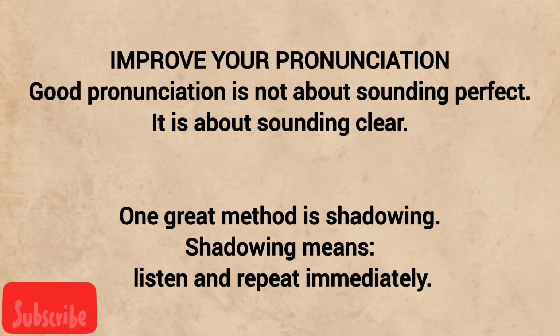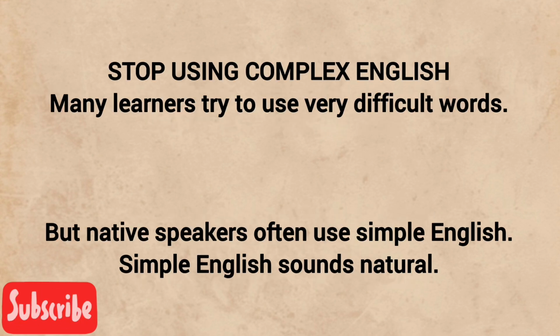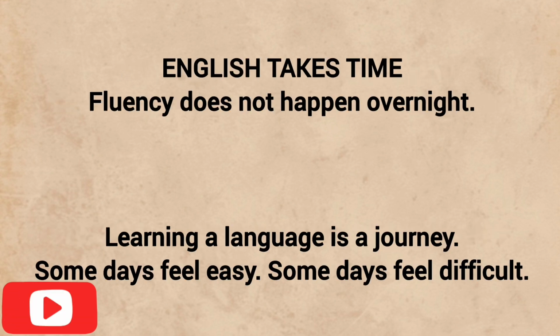Improve your pronunciation. Good pronunciation is not about sounding perfect, it is about sounding clear. One great method is shadowing. Shadowing means listen and repeat immediately. Stop using complex English. Many learners try to use very difficult words, but native speakers often use simple English. Simple English sounds natural.